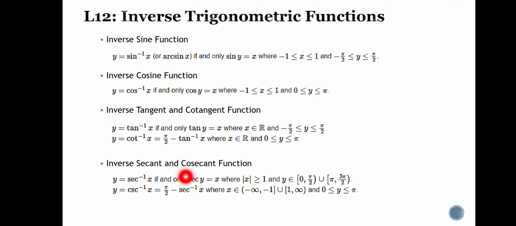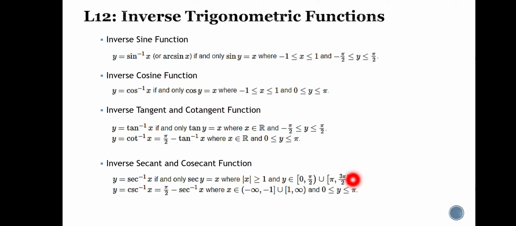So for the inverse cosecant, we have y equals arc cosecant x equals pi over 2 minus arc secant x, where x is an element of negative infinity to negative 1, or it could be from 1 to positive infinity. And y is from 0 to pi, meaning y should be from 0 to 180 degrees only.